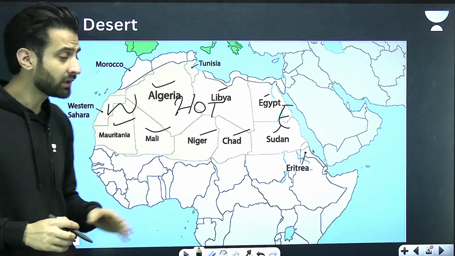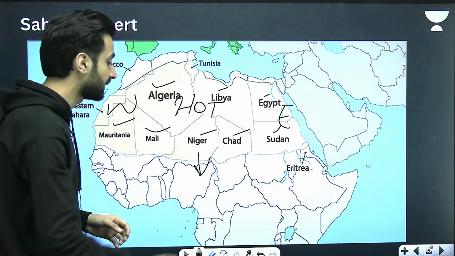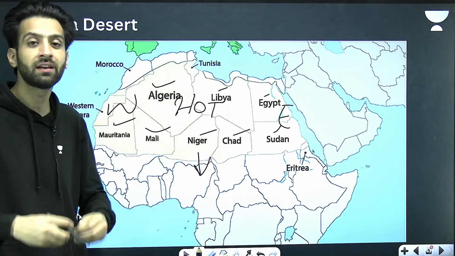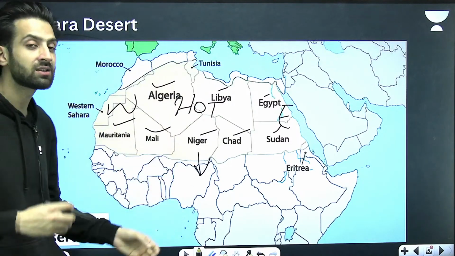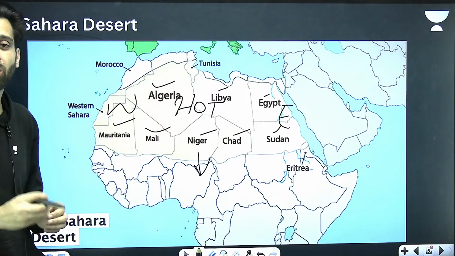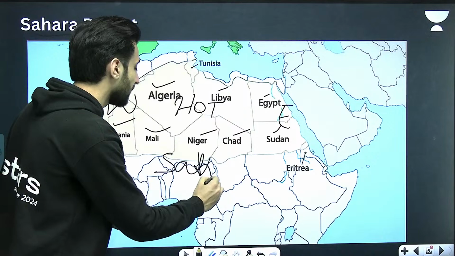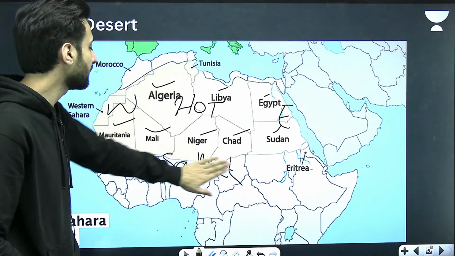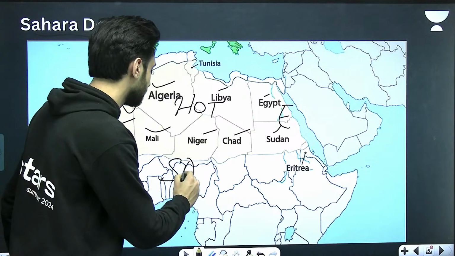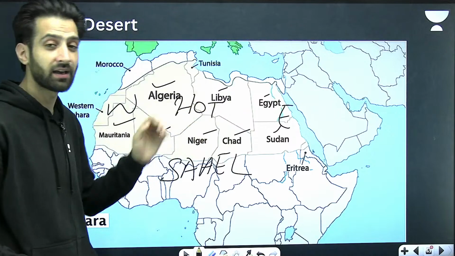Now, if you look at this map, after we go towards the south of the Sahara Desert, it is not that all of a sudden the desert will end and the greenery or the forests or some other things will start. But there will be a zone in between that is called the Sahel. So we will find the Sahel region in the south. If you're ever asked what is the Sahel region, it is the region in the south of the Sahara Desert.